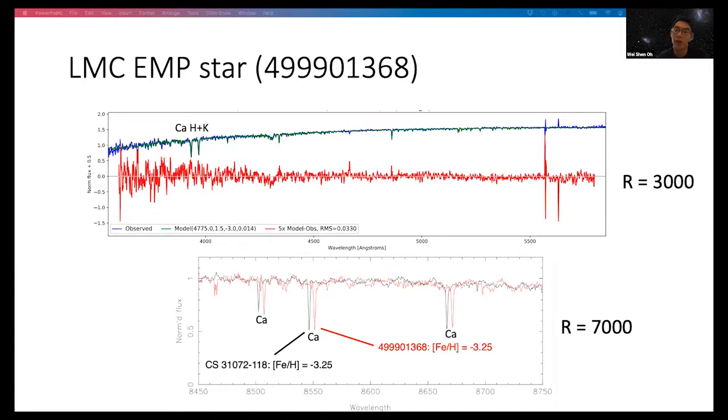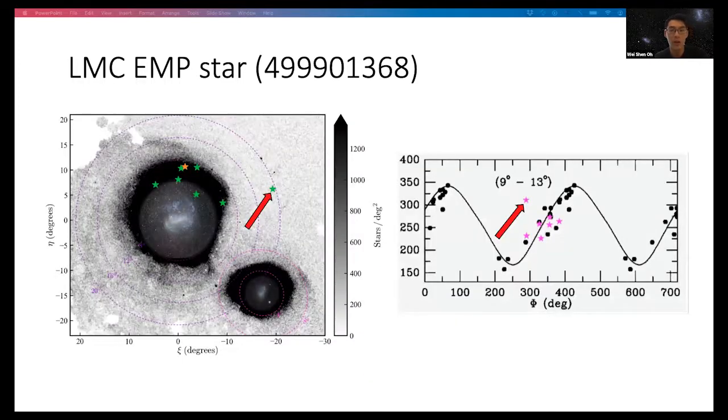Using spectrophotometric analysis, we can deduce that these two stars have the same stellar parameters in terms of effective temperature, surface gravity, and metallicity, which is confirmed by the close similarity of the two spectra. Our measurements for the calibration star are also consistent with values from high-resolution analysis in the literature. Hence, we can confirm that this star is indeed an EMP star. But to confirm that this star is an LMC member, more work has to be done.